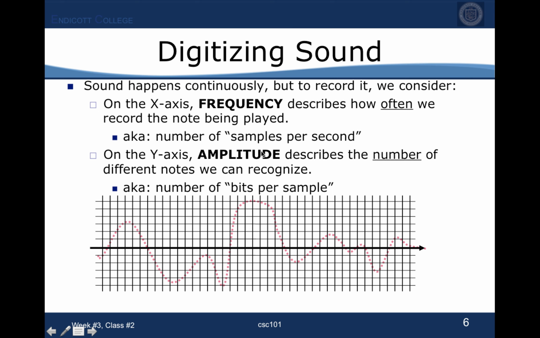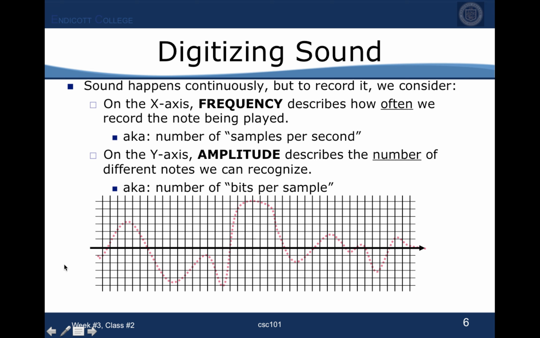Amplitude is often given in bits per sample. Remember, a sample is a recording of what's happening in that moment. So amplitude is often described either in how many different notes you can recognize, or, if you want to talk about memory, how many bits per sample. I might come through here and say, I've got some different sound codes that correspond to each space. There'll be a code for that sound, a code for that sound, and so on. Those are going to be binary, as we probably know. That's amplitude.